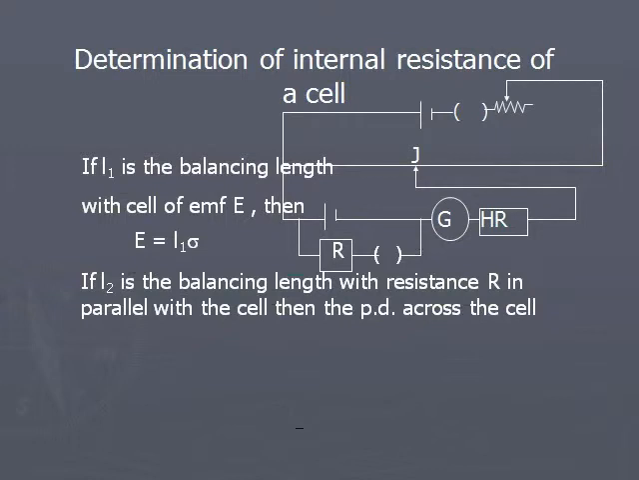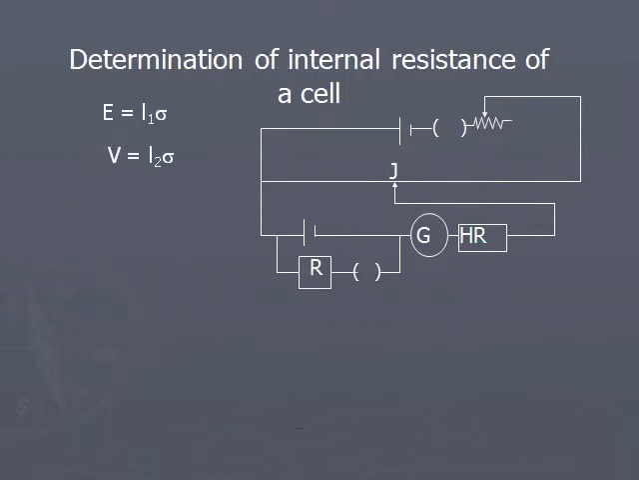Now a resistance is included in the resistance box and the key is closed. Then this resistance acts parallel to the cell. In this case, once again we will find the balancing length. Let us call it L2. This balancing length L2 is due to the terminal voltage of the cell. Let us call this terminal voltage V. So V will be equal to L2 sigma. Terminal voltage is now balanced on the potentiometer wire.